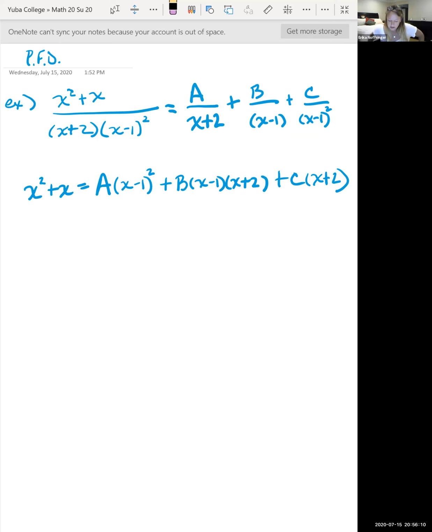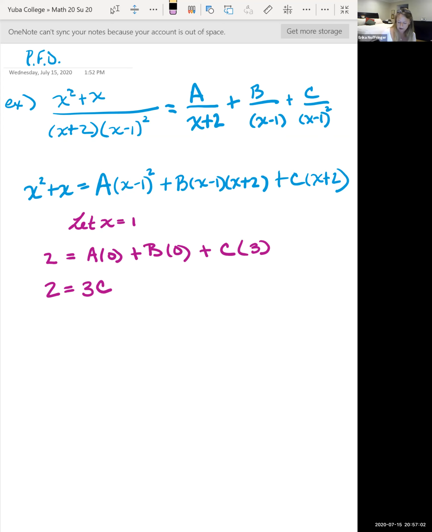So we could try the shortcut if we want. So let's say we let x be 1. So if we let x equal 1, this left-hand side of our equation, 1 squared plus 1 is 2, is equal to, this 1 minus 1 cancels, so this would be A times 0. Plus B, if I plug in 1 here, 1 minus 1 cancels, so B times some 0. Plus C, and if I plug in 1 here, I get 1 plus 2, which is 3. So this tells me then that 2 has to equal 3C, or C is equal to 2/3.